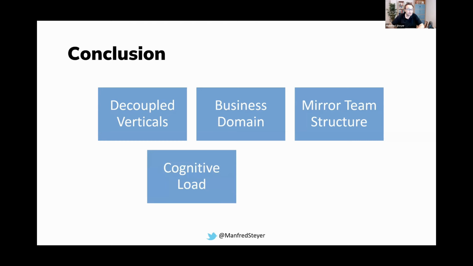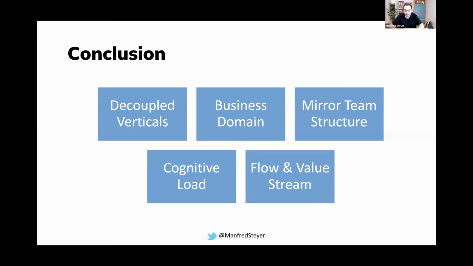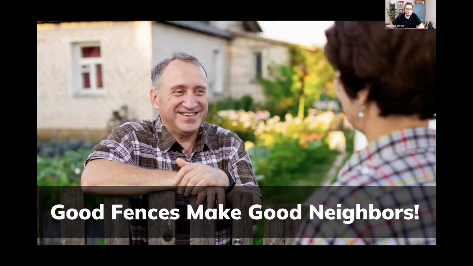It's all about reducing the cognitive load, because otherwise we need to swap time and again, which is reducing our efficiency. And it's all about the flow and the value stream. We want to make sure our teams can work without any interruption and provide business value as fast as possible. And there is one last thing I really want you to remember, namely, good fences make good neighbors.